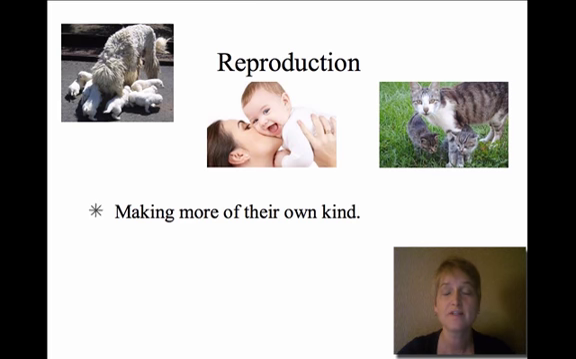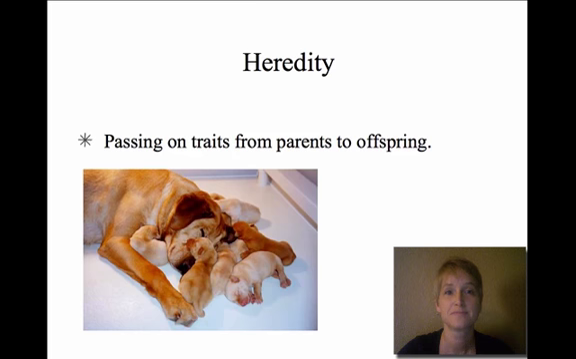Reproduction is making more of their own kind. So all living things do this, whether they are humans or cats, dogs. Plants have to reproduce. They have to make more of their own kind. Sponges in the ocean. All living things have to reproduce. And heredity is closely tied to reproduction because heredity is passing on traits from parents to offspring. So this is why oftentimes we see that the offspring looks a lot like the parent.